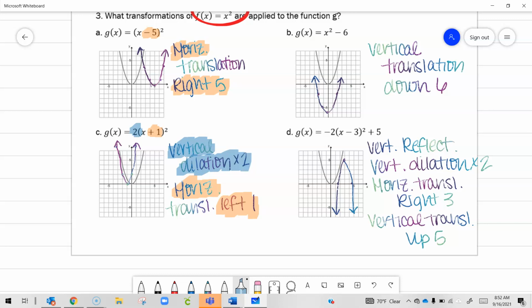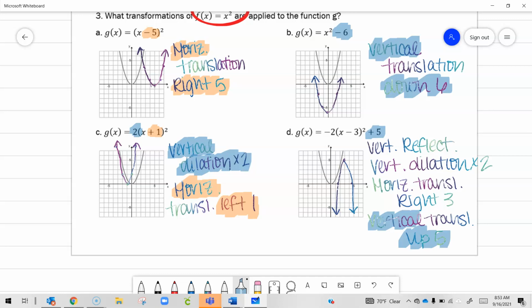I'll hop over to B here. The minus 6 is on the outside of x squared, so again that means it's vertical. And since we're subtracting 6, that ends up moving our graph down 6 units. For the last one, D, the plus 5 is on the outside, so it is vertical. I highlighted the wrong one there. And so it's a vertical translation, and we're adding 5, so it moves it up 5.